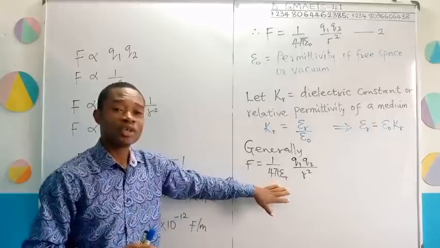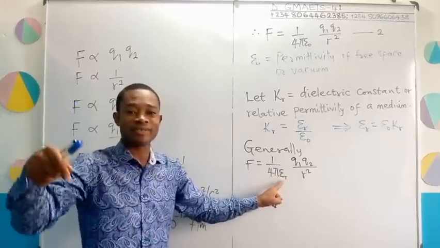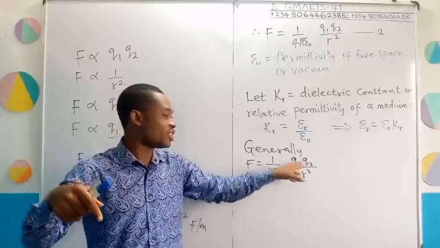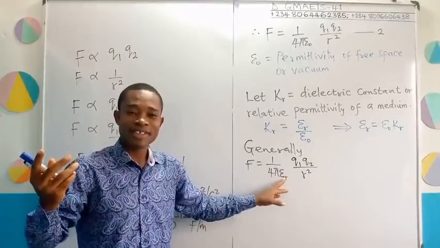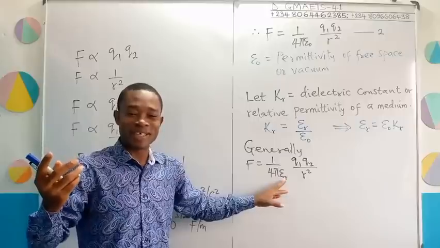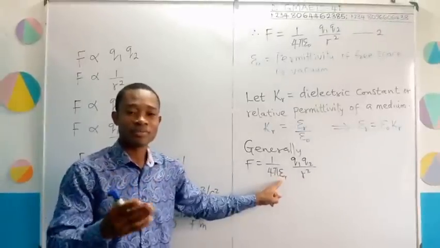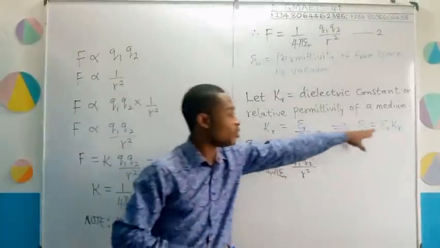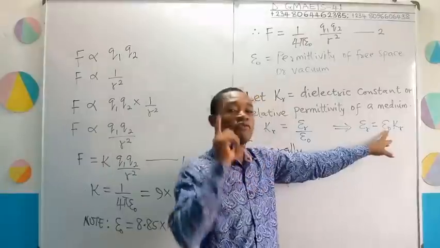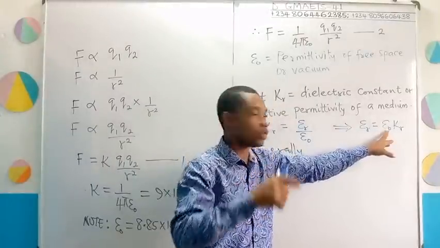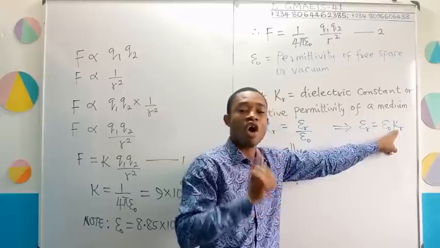Now with this equation, we are no longer restricting Coulomb's law to free space only. We are now saying that the charges can be placed in any medium with a given permittivity. And so whatever that medium is, all we now have to do is to get the permittivity of that medium. But then, to get the permittivity, you need this relationship: the permittivity of any given medium is equal to the permittivity of free space, the permittivity of vacuum, multiplied by the dielectric constant, the relative permittivity of that medium.